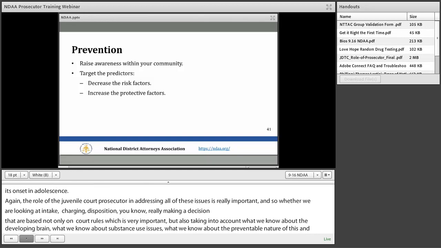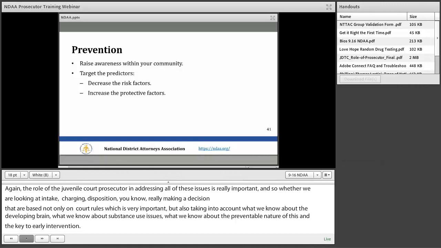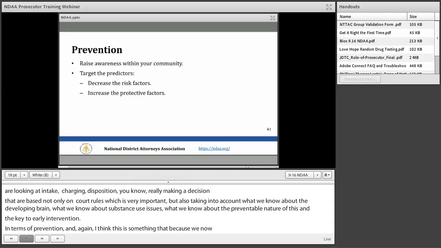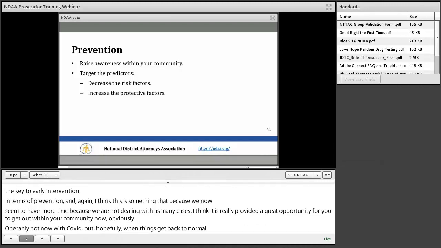So in terms of prevention, because we now seem to have more time, because we're not dealing with as many cases, I think it's provided a great opportunity for you to get out within your community. Obviously, probably not now with COVID, but hopefully when things get back to normal, you'll have a chance to go out in the community and work with the schools, the parents, law enforcement, everybody, because everybody needs to be involved in this. This is an issue that must be addressed at a community level.